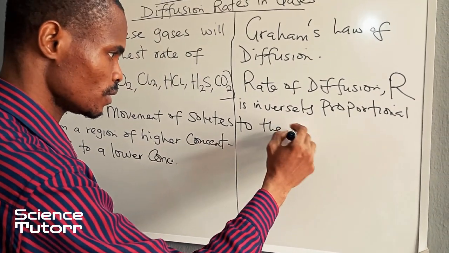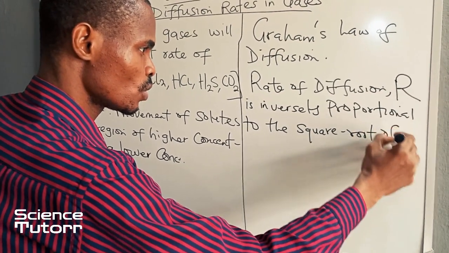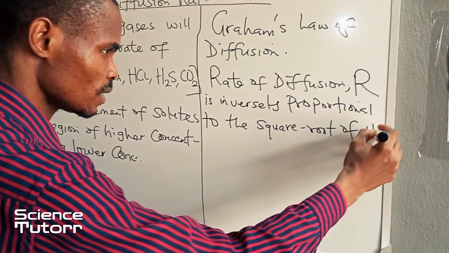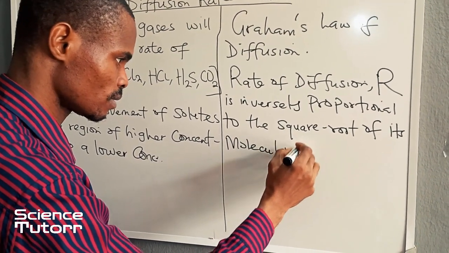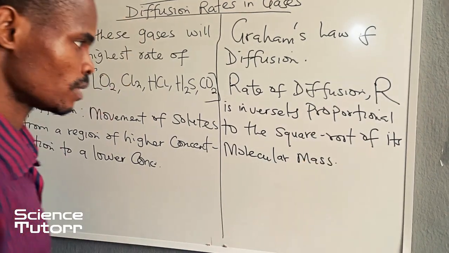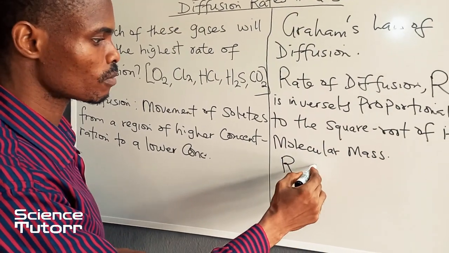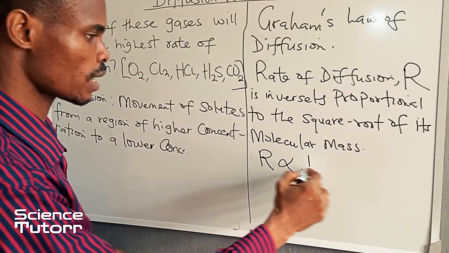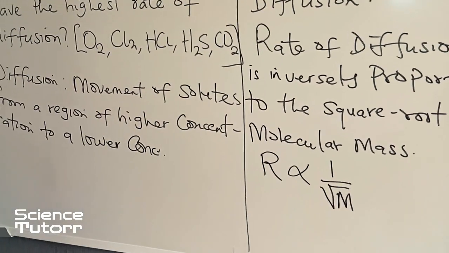to the square root of its molecular mass. Now, what it simply means mathematically, we have it as the rate of diffusion being inversely proportional to the square root of the molecular mass of the gases.